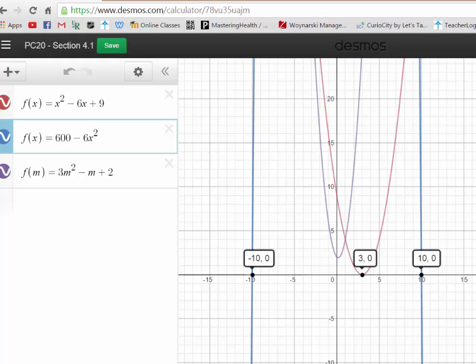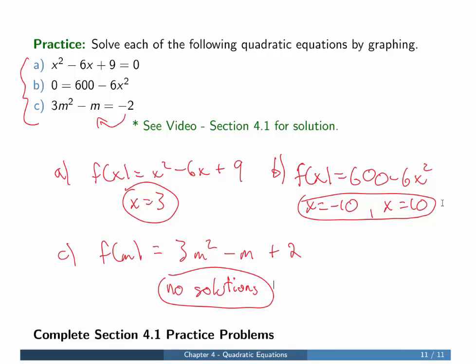So this section, while it's very, very easy, is very important at the same time. Make sure you take a look at the practice problems and ask me if any questions. If not, let's go into the next section.